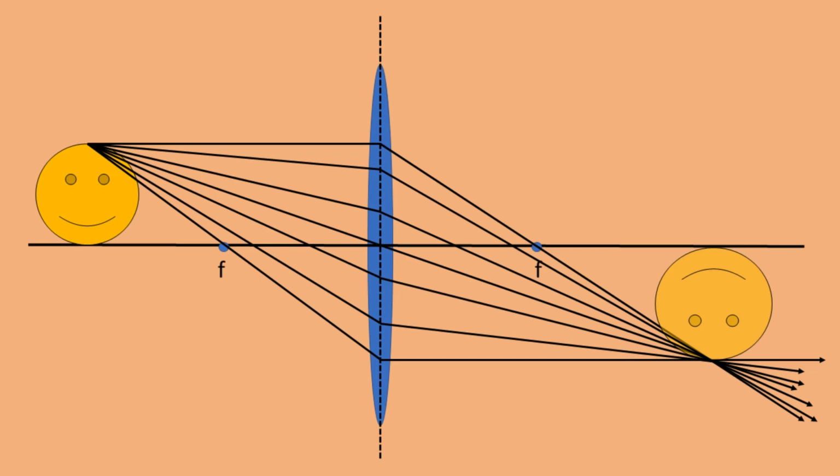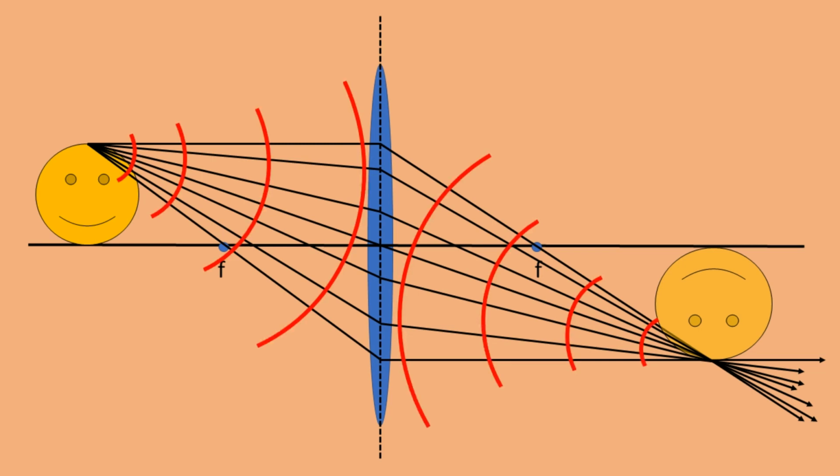We said that each point of an object emits rays in all directions, and an image is formed when the rays that come from the same point end up in the same point. What we've seen now is that each point of an object emits a spherical wave, and so in order to form an image, each spherical wave should converge in a single point again. From this we can infer two things.